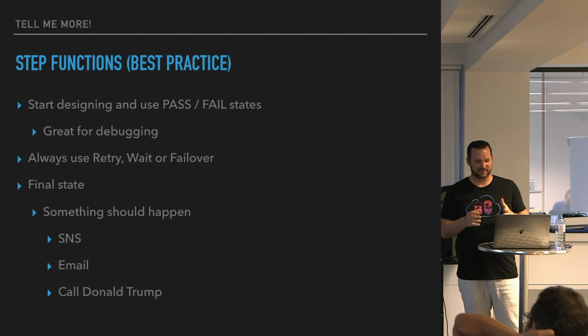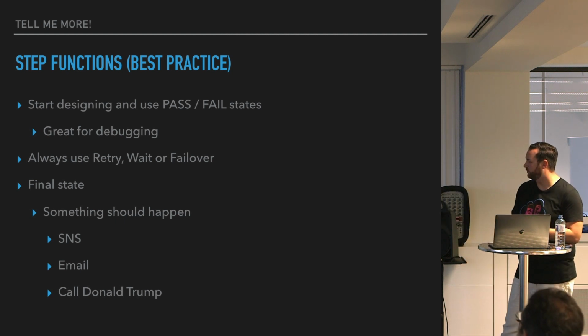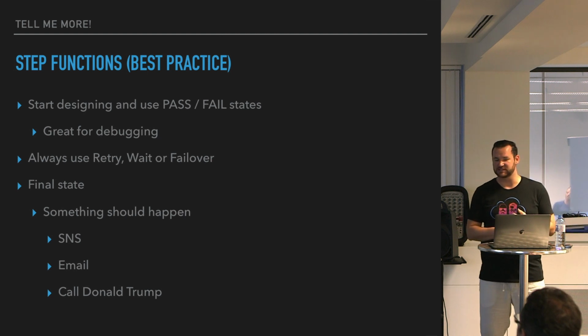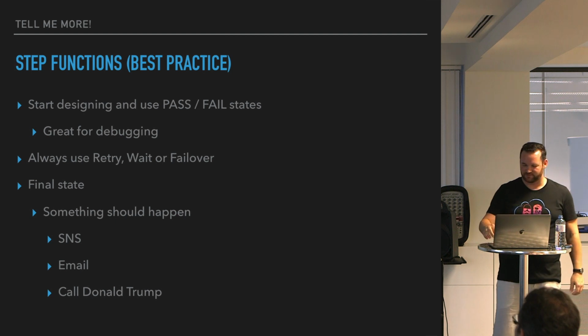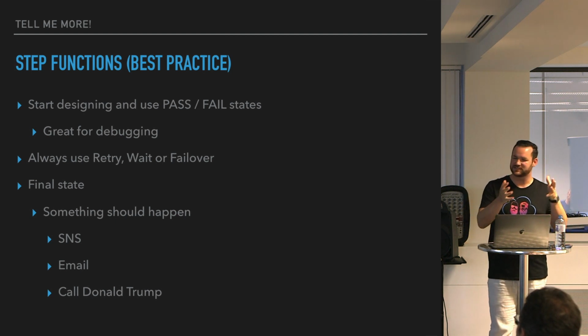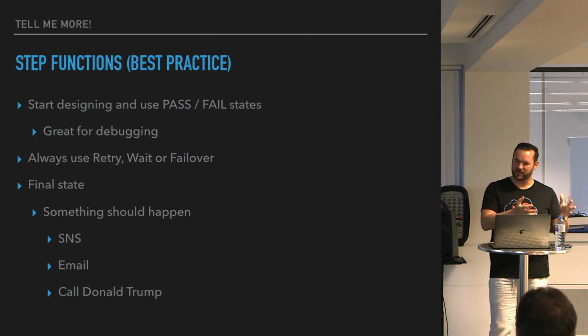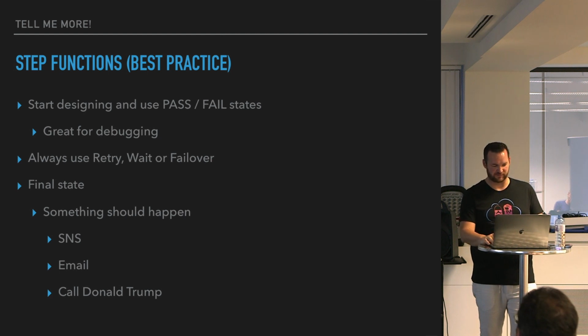And in the final state, something should happen. So either publish an event using SNS, send an email, or I don't know, call Donald Trump and ask for help, something. But something should happen in the end because your execution is done. And if the execution is done, you might want to notify another system that the execution was successful or failed.